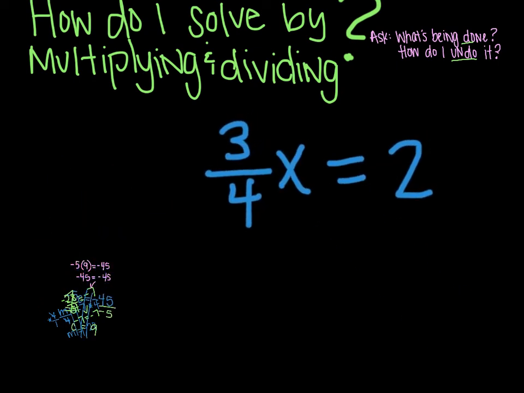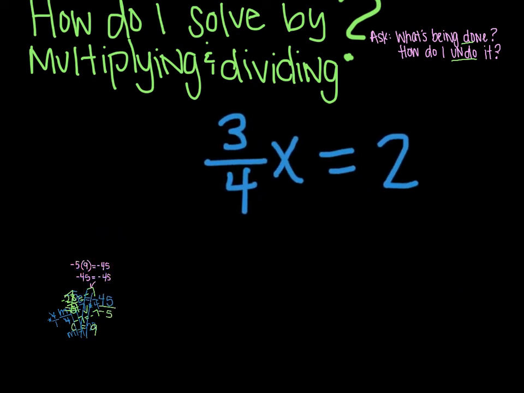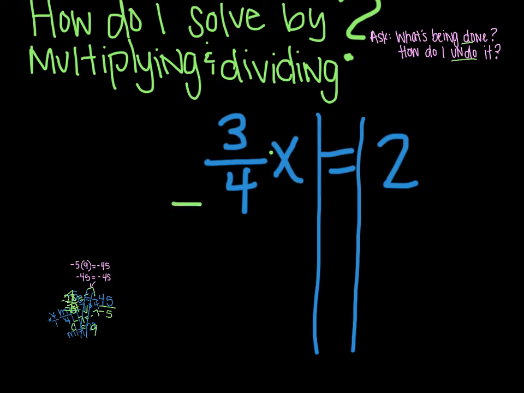Last one. This is the trickiest kind of problem because you have a fractional coefficient, but you're still going to treat it the same. You're going to draw your river, and then you're going to ask yourself what's being done. It's being multiplied by 3/4. So that means I need to divide by 3/4 on both sides.